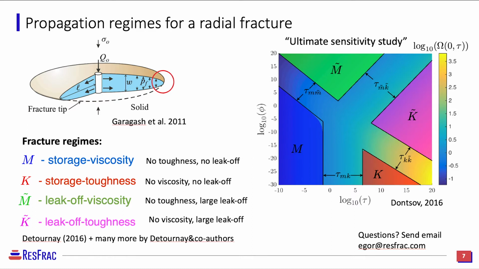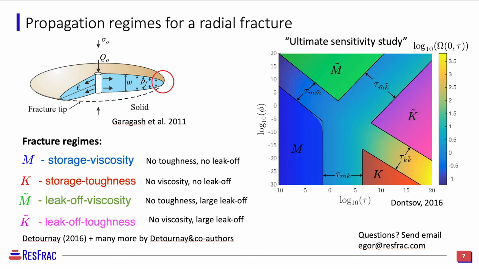And then there are the 2 regimes associated with high or large leak-off. Again, you have domination by either toughness or viscosity, but now you have a very porous formation and most of your fluid leaks into the formation. So these are the 4 limiting cases. And this has actually been analyzed a lot by Detournay and co-workers. This is the 2016 review paper, but there are many other papers in the early 2000s you may look at. But the result is that, again, you can summarize them on this parametric diagram, okay?